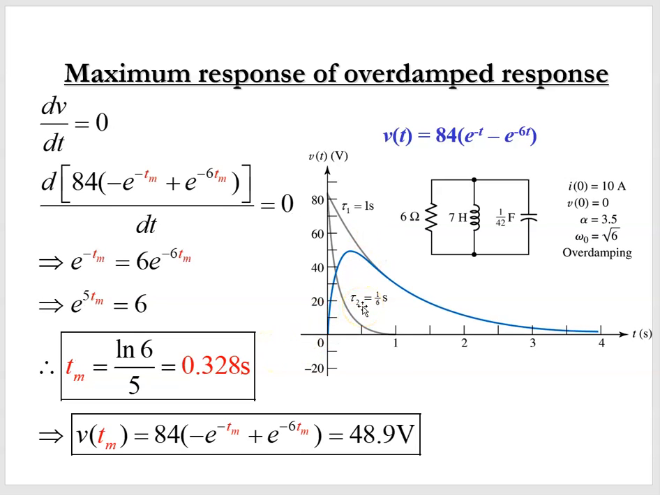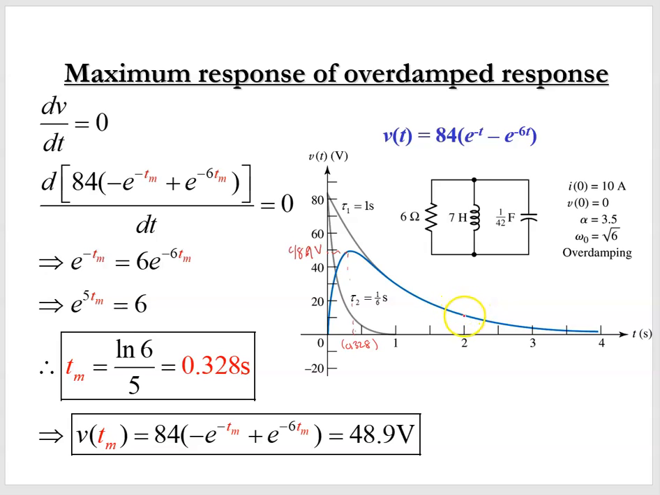We take that 328 milliseconds, plug it back into our voltage equation, and we can solve for that maximum voltage. At 328 milliseconds, or 0.328 since this is in seconds, we have our maximum at 48.9 volts. So we're able to graph that. The other thing we might want to know is how long does it take for it to settle out?